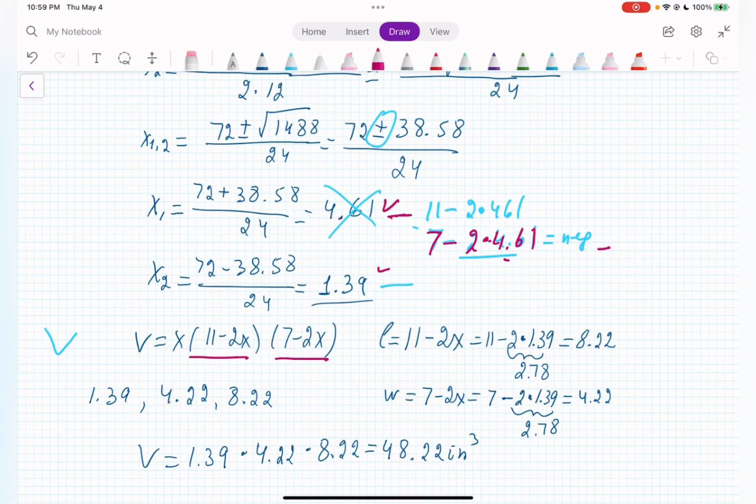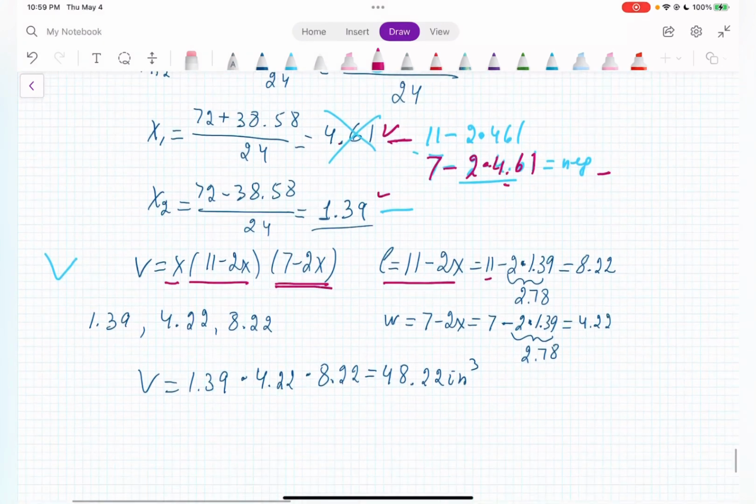1.39. So once we have x as 1.39, we get 11 minus 2x: 11 minus 2 times 1.39, and we get 8.22. Also we need 7 minus 2x for the width: w equals 7 minus twice 1.39, and we got 4.22. So here I wrote down 1.39, 4.22, 8.22. Let me show you how you're going to enter this answer.